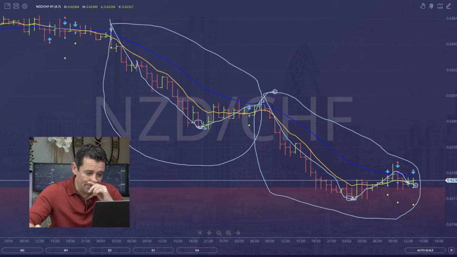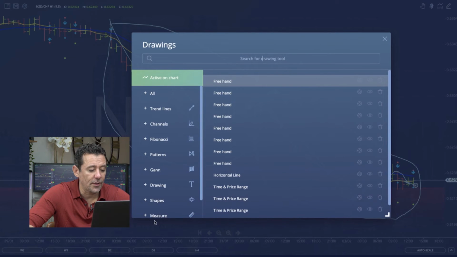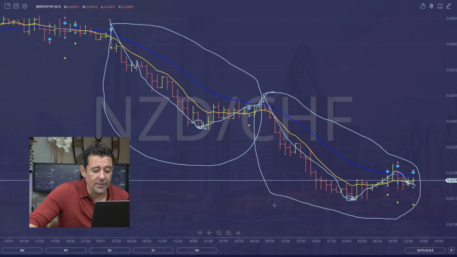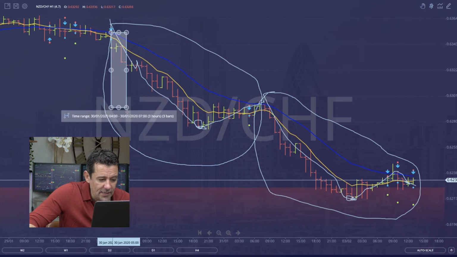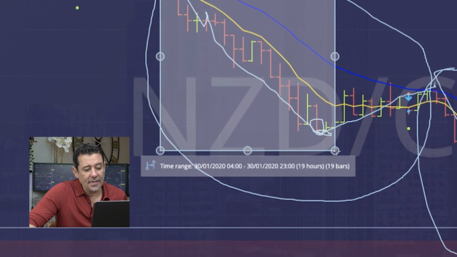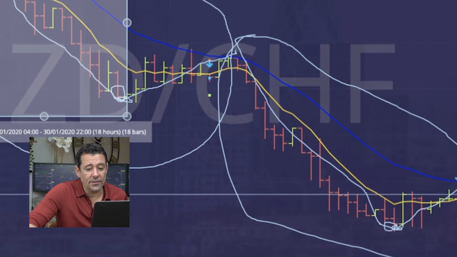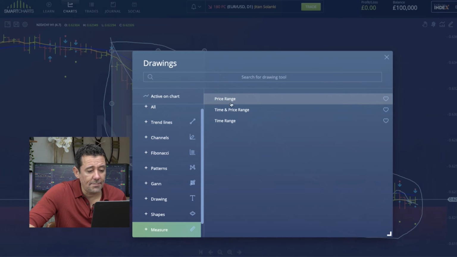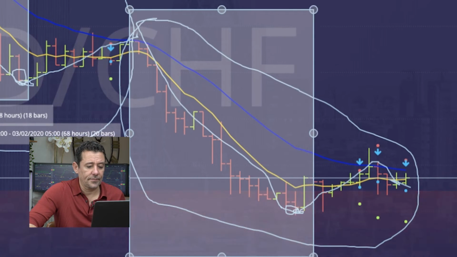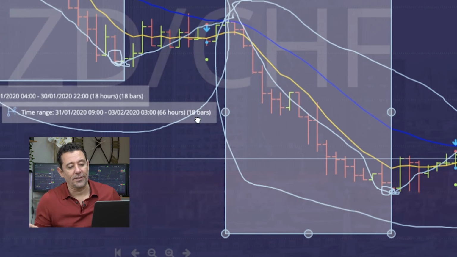Now, I might ask the question, how big is this phase 1, phase 2 cycle? Let's go back to my drawing tool, go to measure, go to time and price range. In fact, let's just do time range. I'm only interested in time range. So here I can see that the time is approximately 19 hours, 19 bars. This is, of course, a 1 hour chart. If I do the same thing here, again measuring that phase 1 range, from here to here, very similar, I should imagine, 18 bars. So very similar in time length.